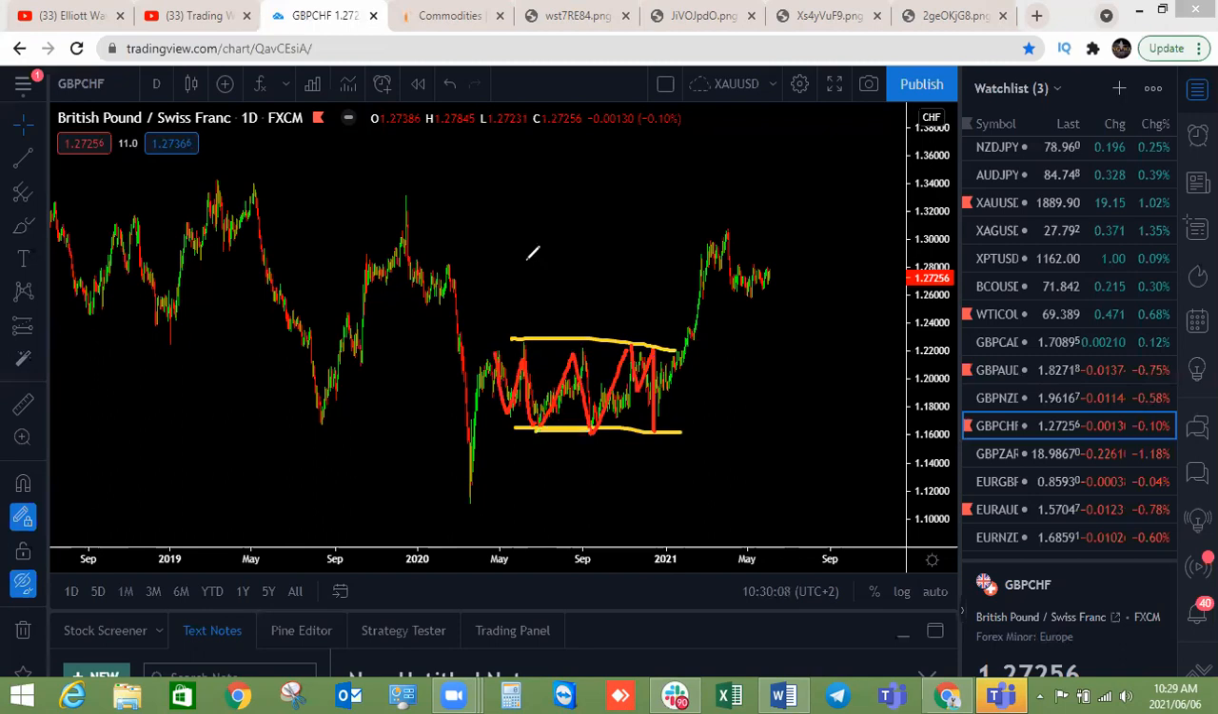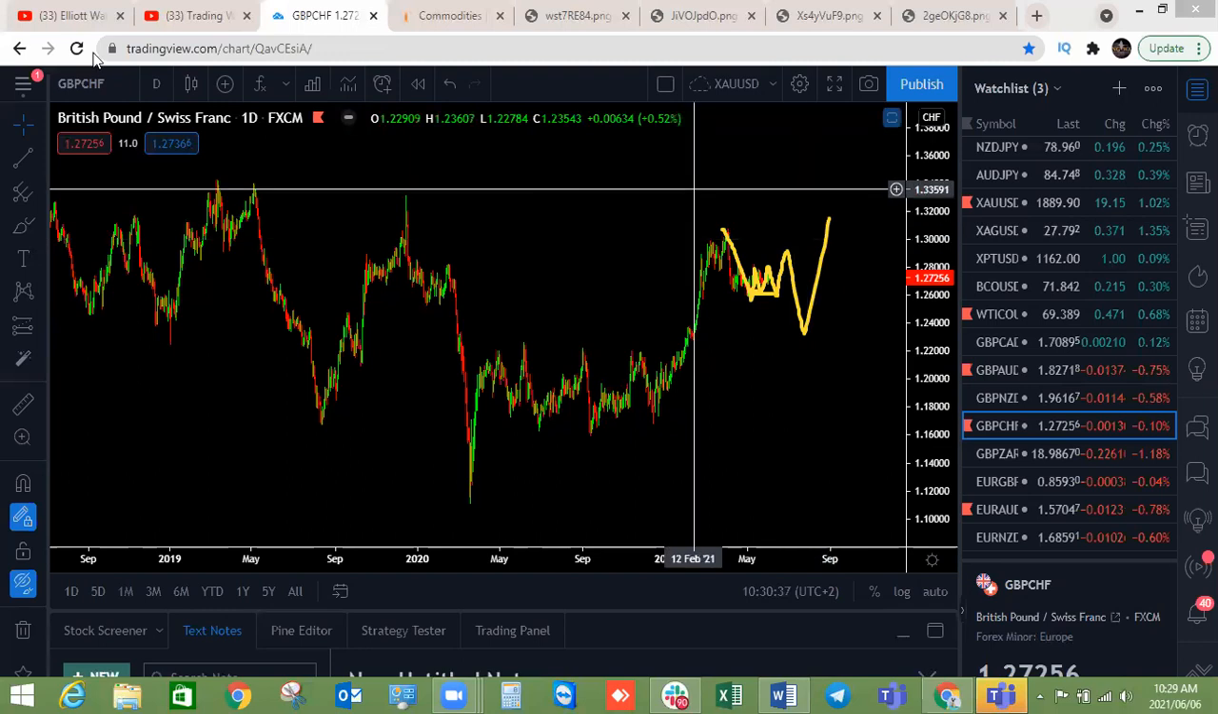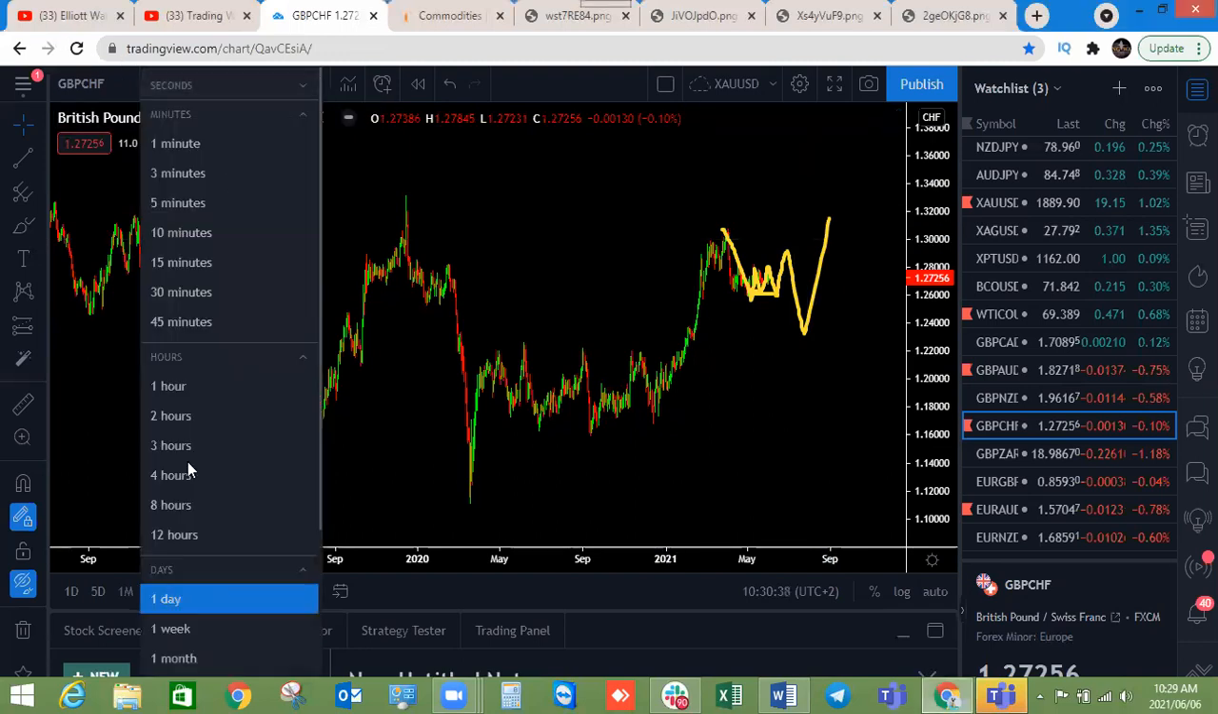So that structure, if I just remove this, so we're expecting something similar on pound CAD, that when this is done, then we're going to get a move to the upside. So that structure here is a WXY corrective structure. And as you can see, after the completion of that structure, we get an impulsive move to the upside. Now, what are we looking for here currently on pound CHF? We're looking for this to give us a structure here like that. It's a corrective structure. And then we're going to look for this before we get upside. Let's go to the 4-hour and look at that structure.